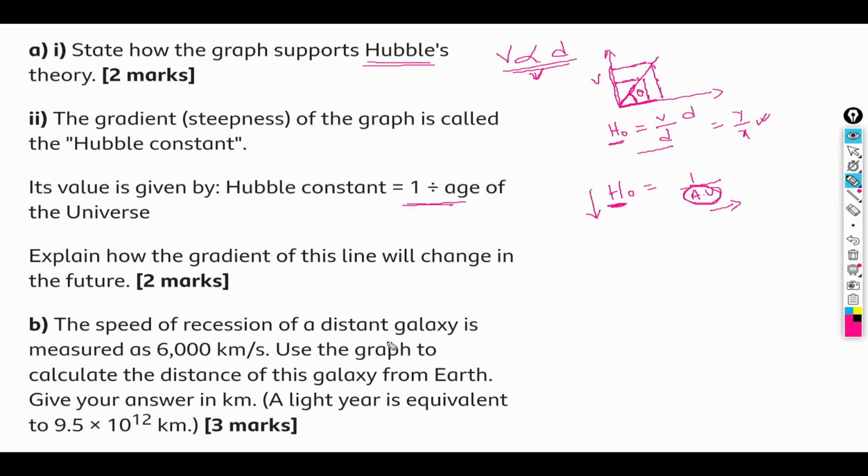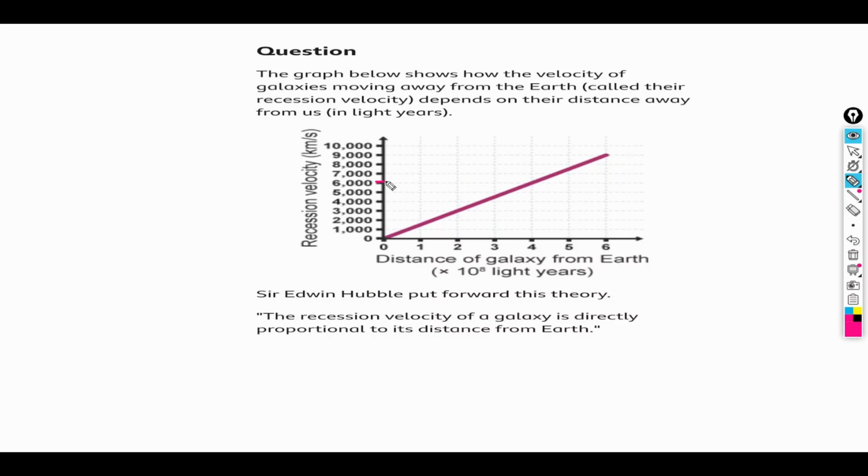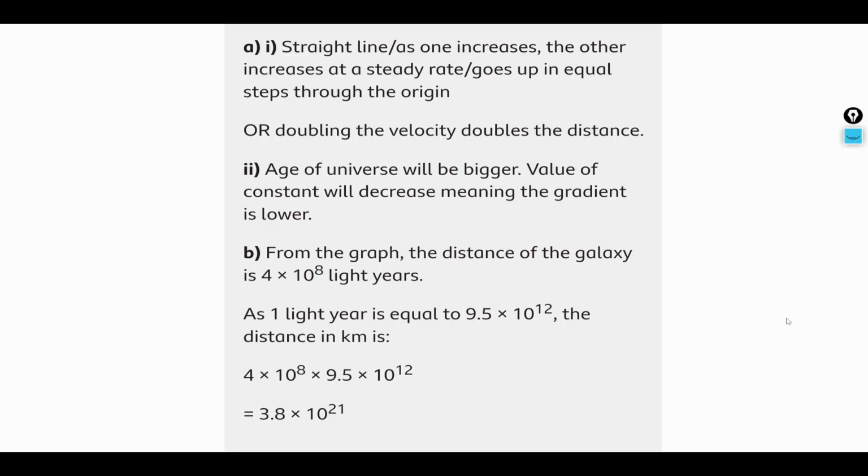The speed of recession of a distant galaxy is measured at 6000 km per second. Use the graph to calculate the distance of this galaxy from the Earth, and the value for 1 light year they have given you. For that we have to look at the graph. Here is the velocity given in the question, 6000 km per second. If you plot this, it comes here. So 4 into 10 power 8 light years, and the value of 1 light year is given. Now look at the solution part. All these solutions are given, you can refer to them from there also.